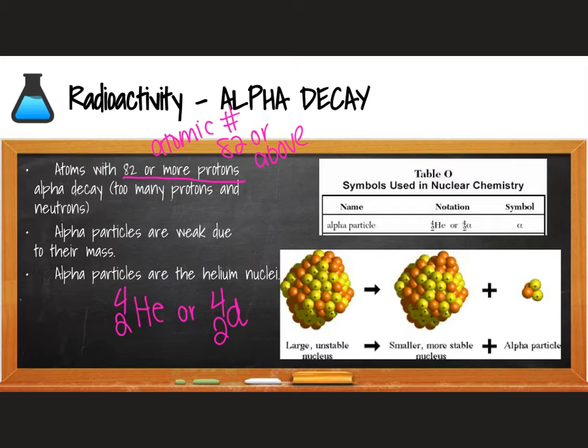So when you have one of these large atoms, it has 82 or more protons, so atomic number 82 or above. It's going to be radioactive because it has too many protons and too many neutrons, so it's going to have a large and unstable nucleus because that neutron to proton ratio is going to be far from 1 to 1. What you want to happen is for it to become a small, more stable nucleus, and it does so by releasing an alpha particle. So on the next slide, we're going to look at some alpha decay equations.